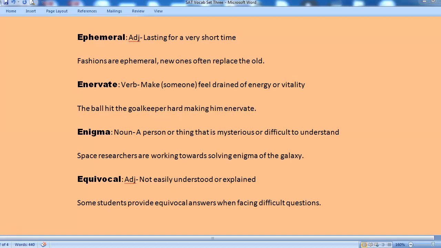Equivocal. Equivocal is an adjective and what it means is not easily understood or explained. Some students provide equivocal answers when facing difficult questions. Trust me guys, it has happened with me and I'm sure it has happened with many of us. When we are not sure, we would give an answer which is equivocal.